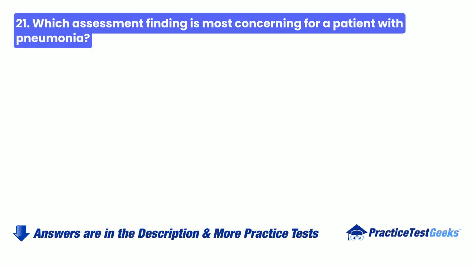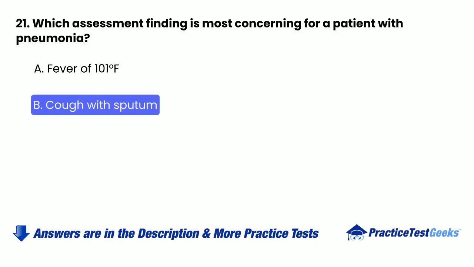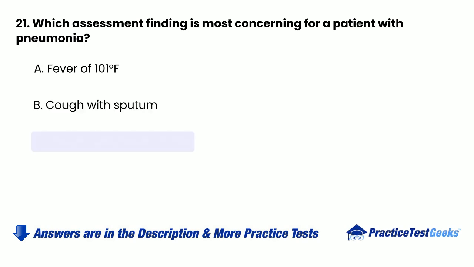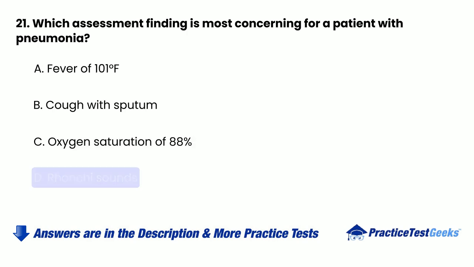21. Which assessment finding is most concerning for a patient with pneumonia? A. Fever of 101 degrees Fahrenheit. B. Cough with sputum. C. Oxygen saturation of 88%. D. Rhonchi sounds.